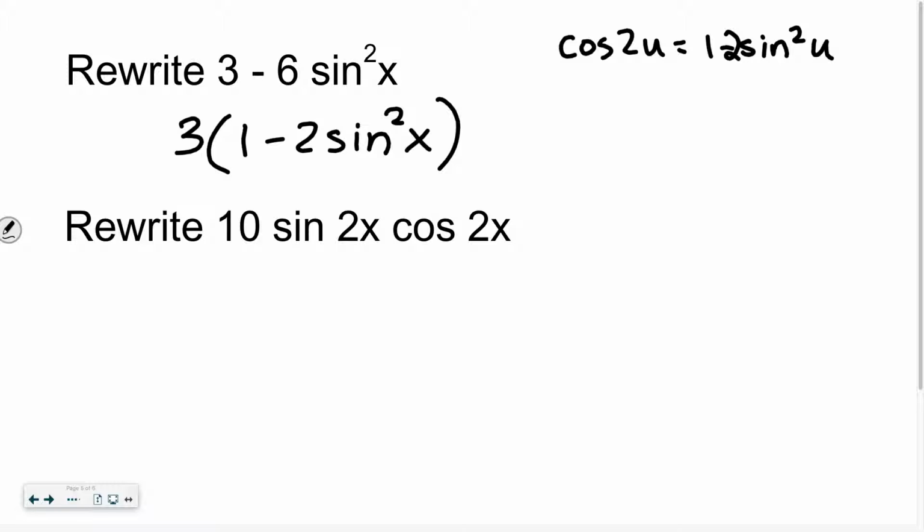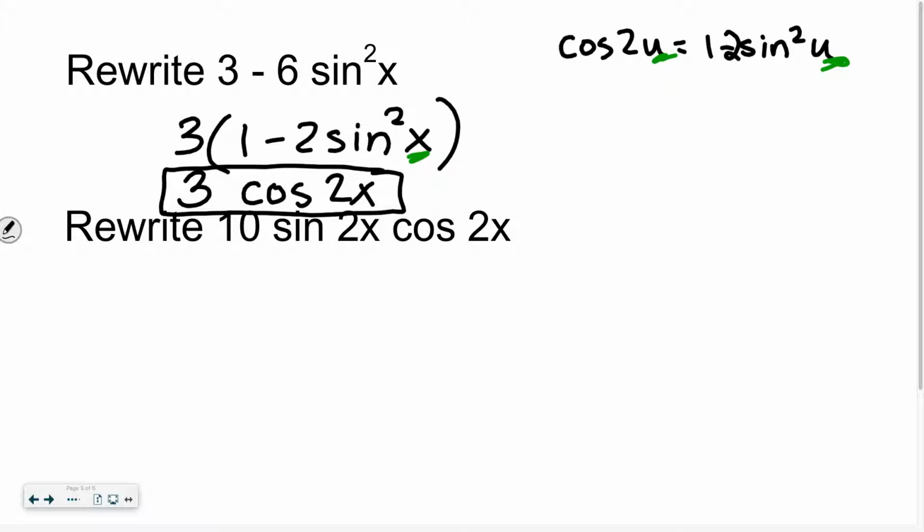In this case, x is u, right? That's what's coming behind the sine squared. So I just need to put 2x on that other side. That's really just the cosine of 2x. So now this can be rewritten as 3 cosine 2x. They want you to rewrite it with a double angle.